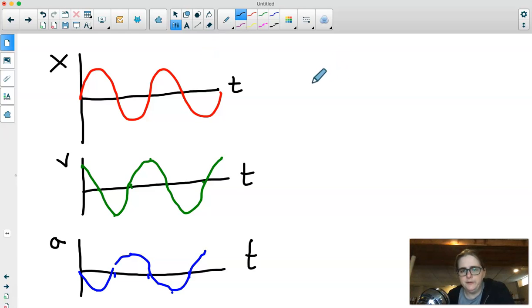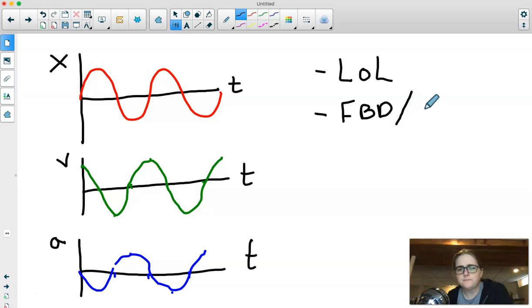Now, I also want to remind you that a few other graphs or diagrams can be useful. One would be the LOL, to be able to think about the energy transformations as a pendulum swings or as a spring vibrates. Also, don't forget about free body diagrams and vector addition diagrams. And one of the big things that these can help reinforce is that the net force on whatever's vibrating has to change.